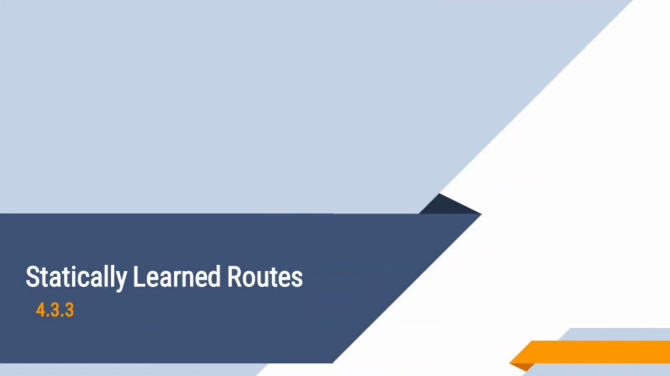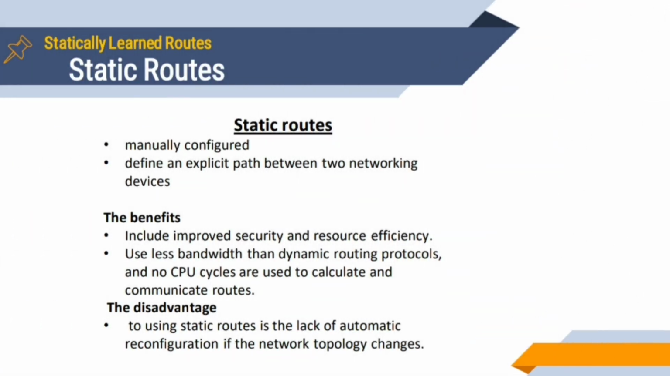Now, let's go on to the next topic, the statically learned routes. After directly connected interfaces are configured and added to the routing table, then static or dynamic routing can be implemented. Let me first explain what static routes are. Static routes are manually configured. They define an explicit path between two networking devices. The benefits of using static routes include improved security and resource efficiency.